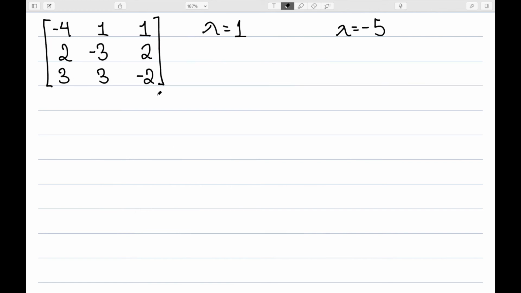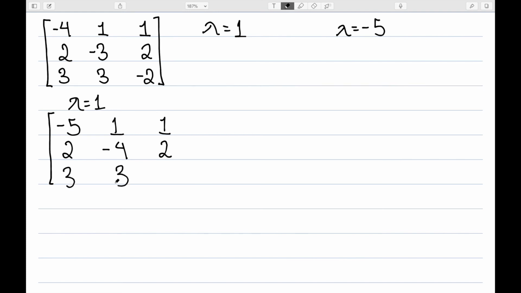Let's do an example of a 3 by 3 matrix, and this time I know my eigenvalues are 1 and negative 5. Let's start by looking at lambda equal to 1. This means subtract 1 from the diagonal. Negative 4 minus 1 is negative 5, 1, 1. 2, negative 3 minus 1 is negative 4, 2. And then 3, 3, negative 2 minus 1 is negative 3.